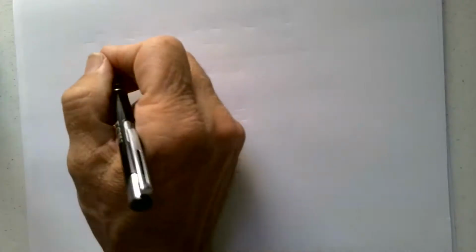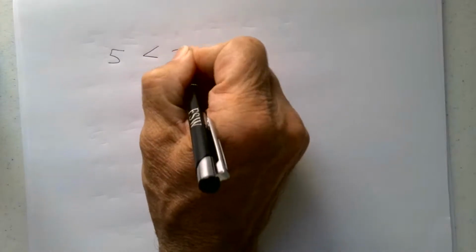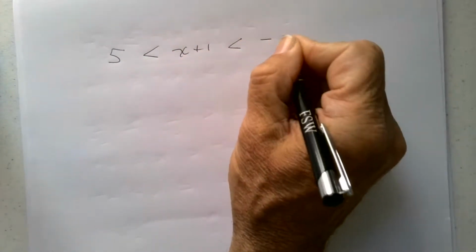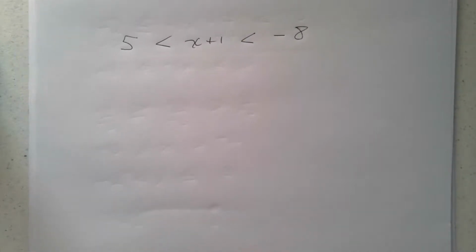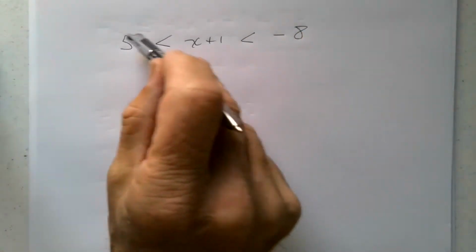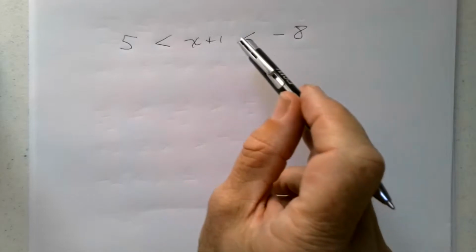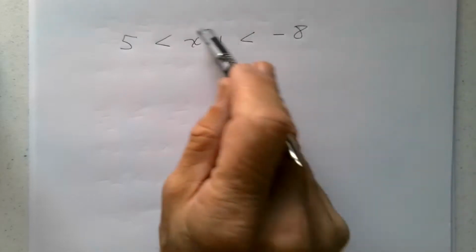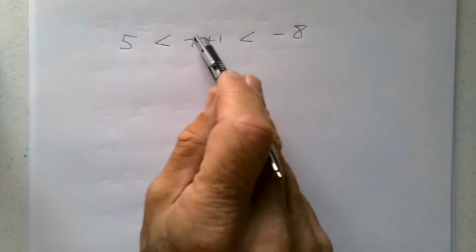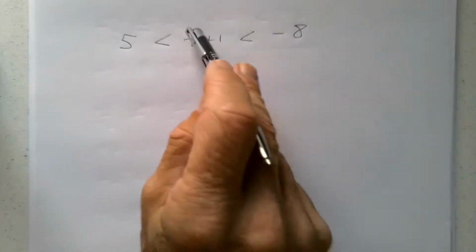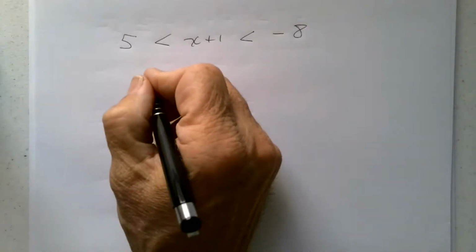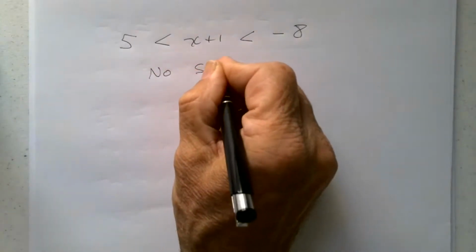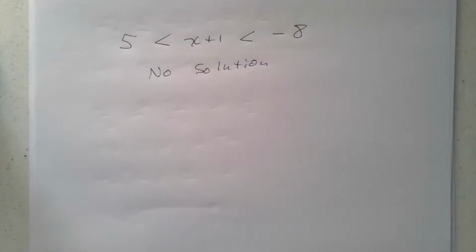For example, if I say 5 is less than x plus 1 is less than -8. If you try any kind of a textbook strategy, or frankly any strategy, you're not going to get very far, because this number in the middle has got to be bigger than 5 and simultaneously at the same time be less than -8. How could you be both bigger than 5 and less than -8 at the same time? That can't happen. So I don't have to do any work here. I can look at this and immediately say that this is no solution.